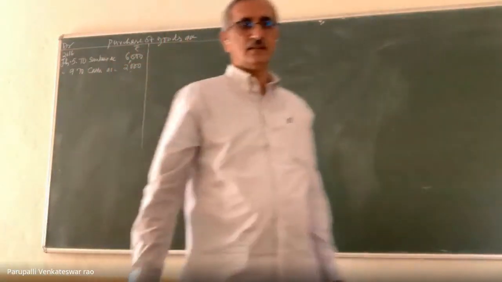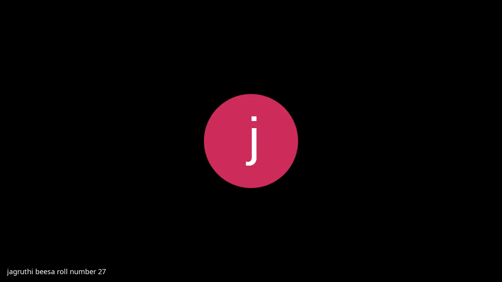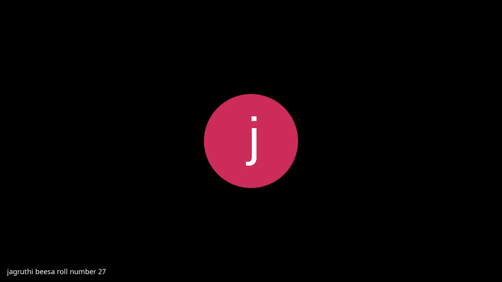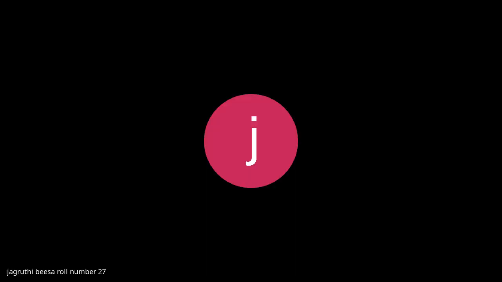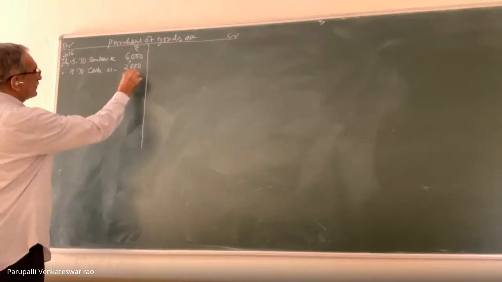Next one. Purchase of goods. And when did it happen? July 15th. What is the entry? Purchases account debtor to Naresh account. So how much is the amount? 10,000. So write 10,000 in the amount column.